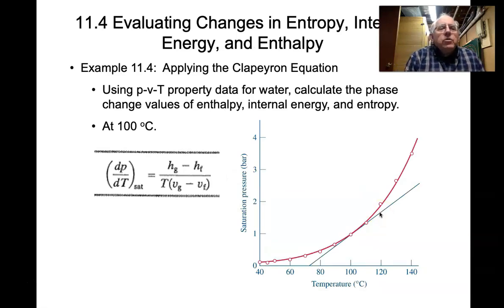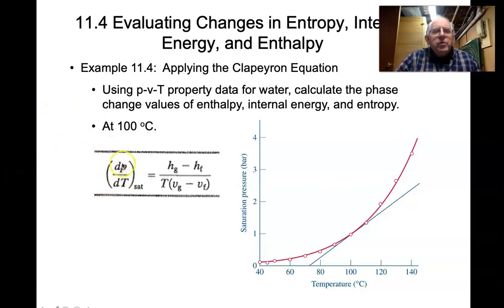Now, in the text, there was an example problem where they wanted you to take a look at some of the data in the back of the book and evaluate this term. And so again, all that this really is, is the change in pressure with respect to temperature during the saturation process. And so this information is given in the saturation tables as just the first two lines, the pressure temperature line. And so for every pressure, there is a saturation temperature. For every temperature, there is a saturation pressure.